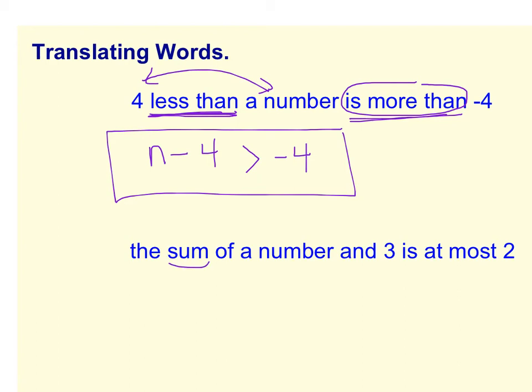Next one, the sum. Sum is addition of a number and 3, so we can say n plus 3 is at most. Now, at most, go ahead and look at your chart. The more you review those, we'll start to memorize. At most means that's the most something can be, so it can't be more than, so we're going to say less than or equal to, and then 2.